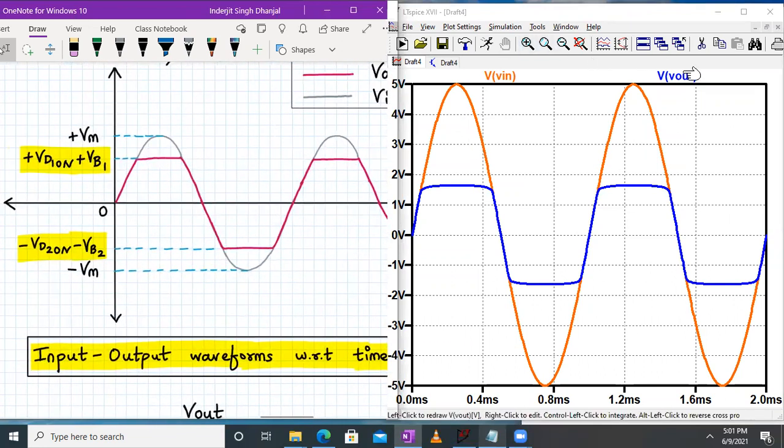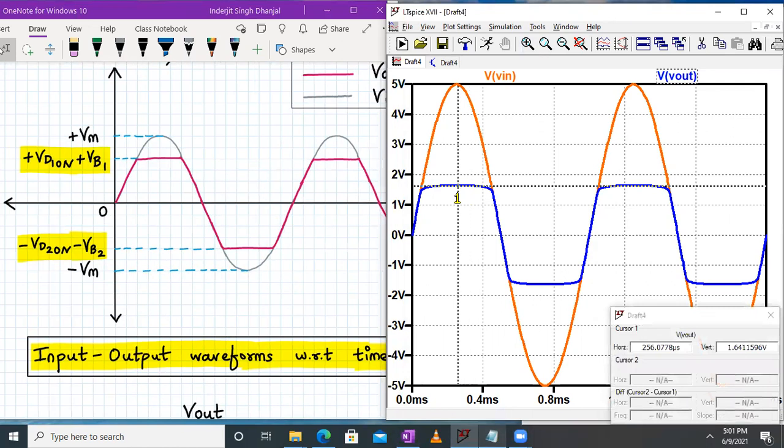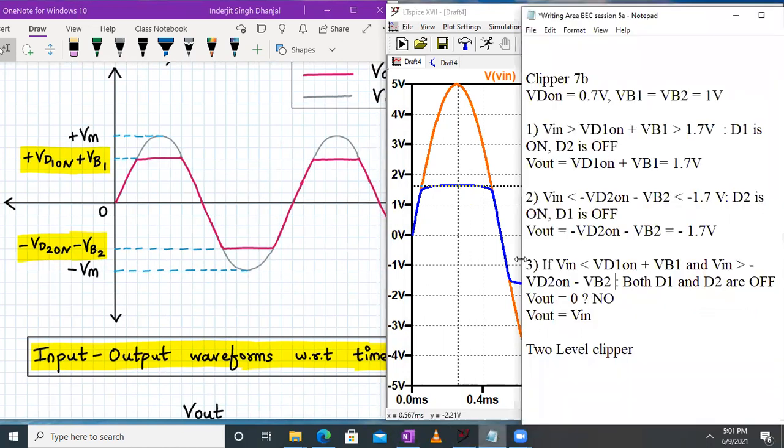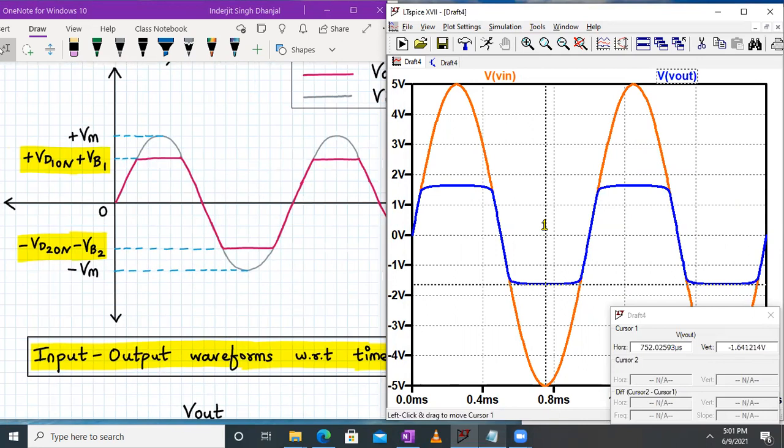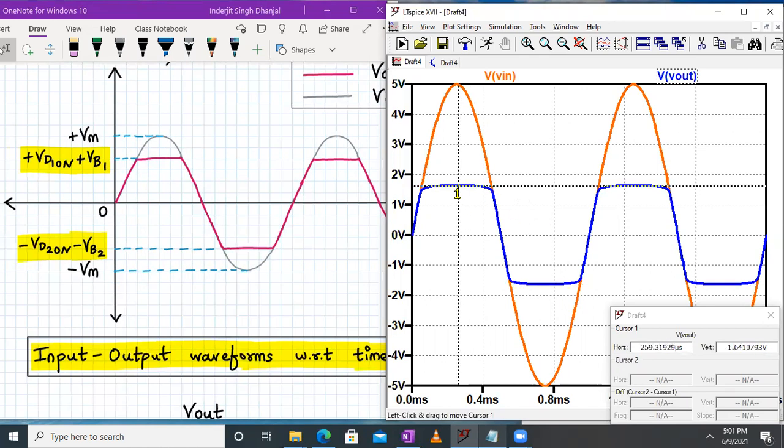Let me check the output amplitude over here. We have said it should be around 1.7 and minus 1.7, but here it's coming close to 1.64 and minus 1.64. Absolutely fine, correct. Without the supply VB1, it was coming 0.64. So with the addition of this supply, it is coming 1.64. This is how the two level clipper works.